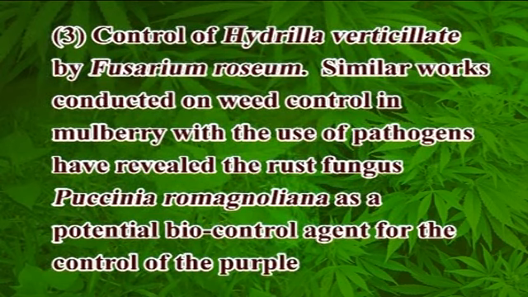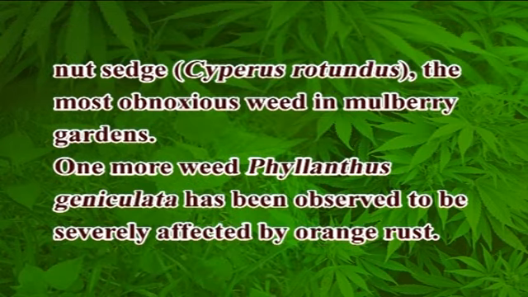Number 3, control of Hydrilla verticillata by Fusarium roseum. Similar works conducted on weed control in mulberry with the use of pathogens have revealed the rust fungus Puccinia romagnoliana as a potential biocontrol agent for the control of purple nutsedge, the most obnoxious weed in mulberry gardens. One more weed, Phyllanthus geniculata, has been observed to be severely affected by orange rust.